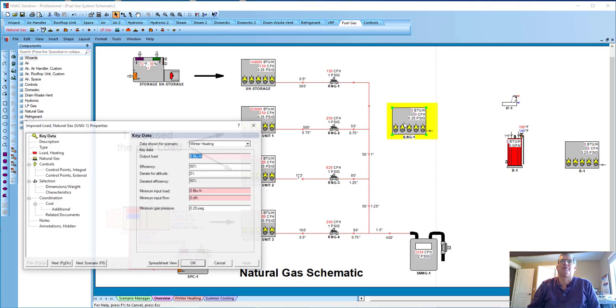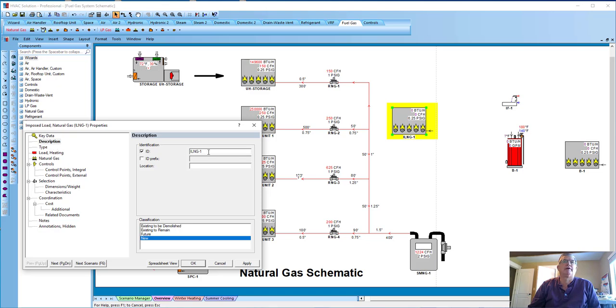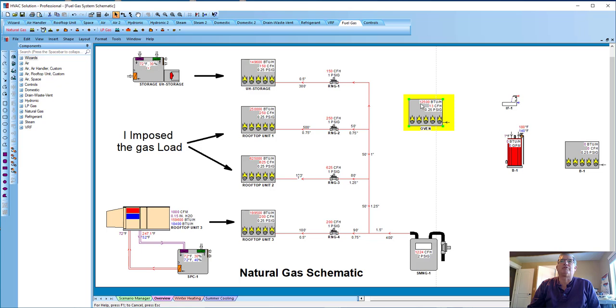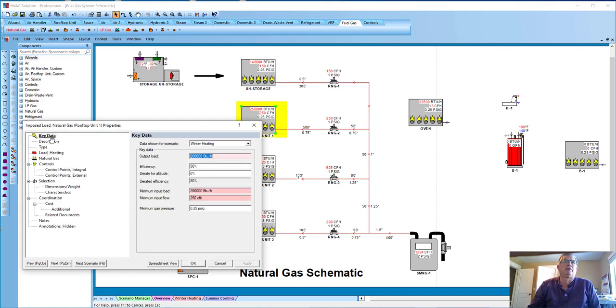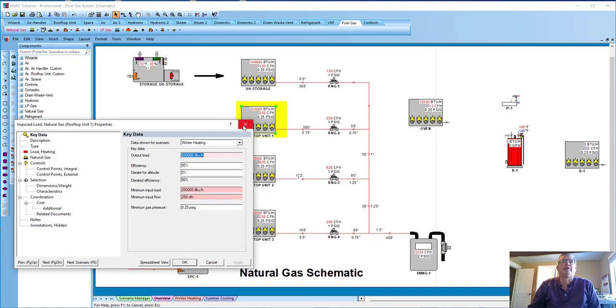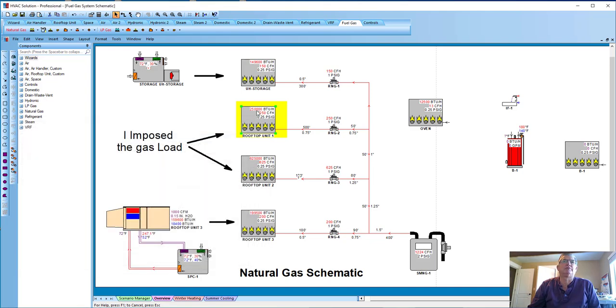Then I clicked on that imposed load, went in and put a BTU. Let's say this was going to be an oven, 10,000 BTU oven. I can come in here, description, and just call that an oven. So now you'll see I have an oven with a load on there. So on these imposed loads, I looked at my rooftop units and I just knew they had a certain BTU associated with them. I put that in here, 200,000. We have an efficiency of 80%, so we'll use that in the calculation. And then that's why we have the 250,000 BTUs there.